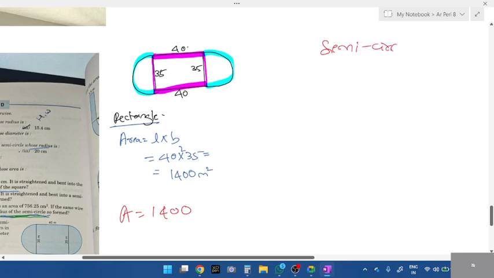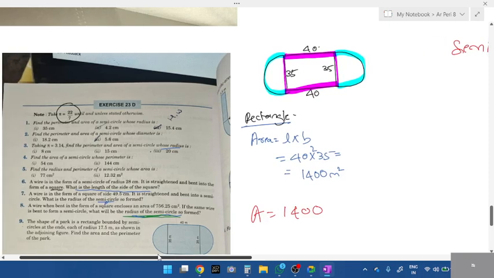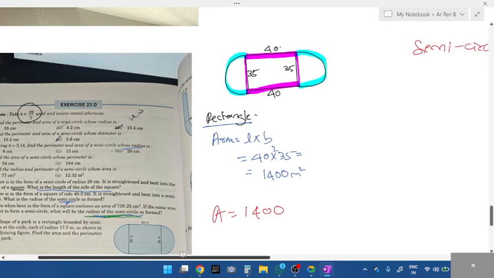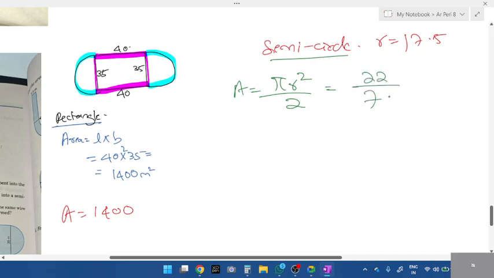Semicircle. What is the area of a semicircle or full circle given here? Radius is 17.5. R is equal to 17.5. So the area formula for a semicircle is pi r square divided by 2. Okay, let us just calculate for one semicircle. For one semicircle, 22 by 7 into 175 by 10 into 175 by 10. R you have to multiply twice, students.